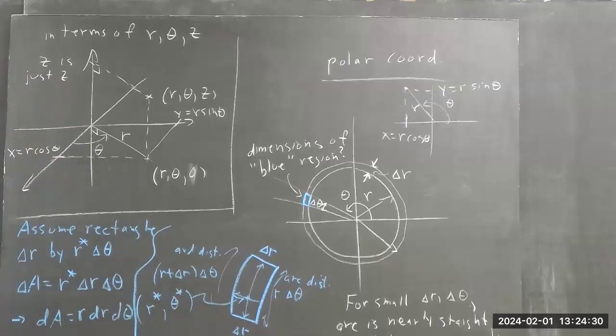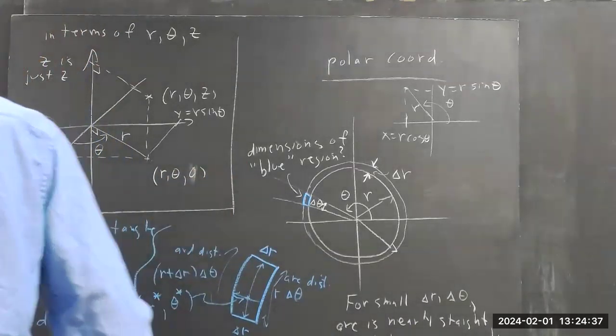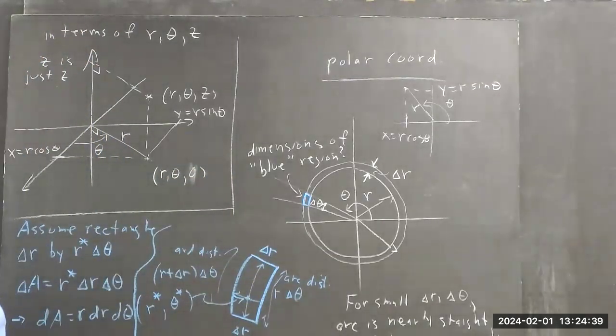Okay, the other thing about cylindrical coordinates is, write it in a different color to distinguish it. That's what it's all about, distinguished.